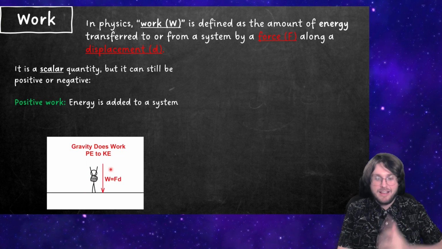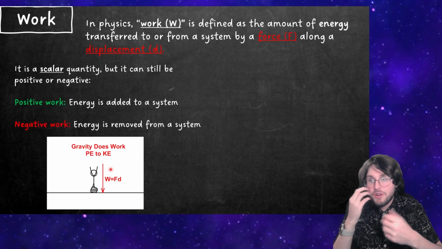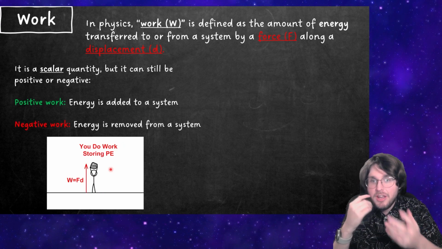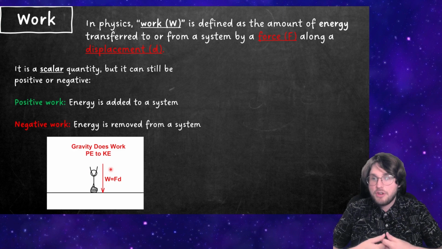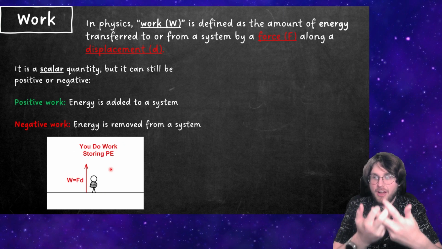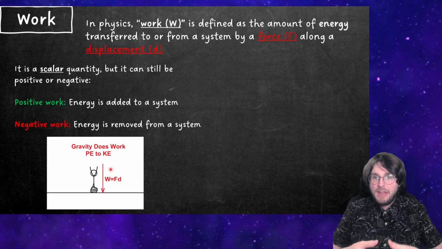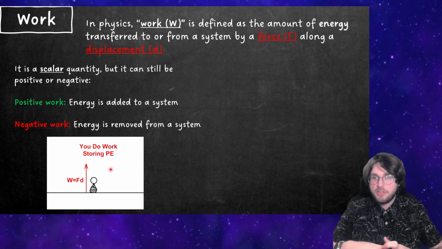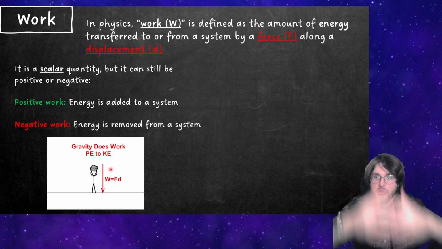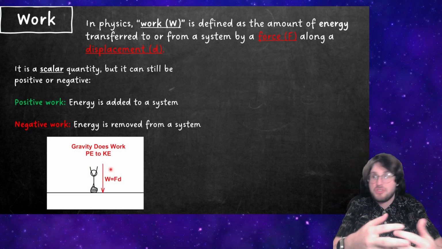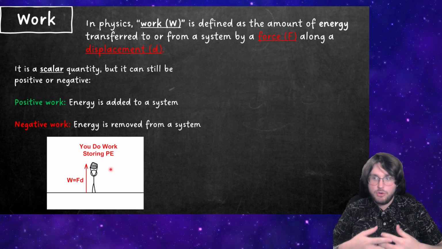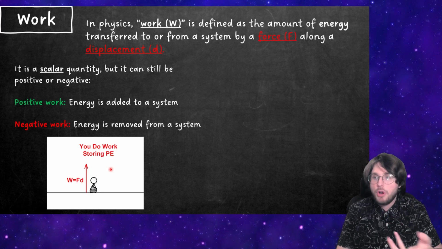And then conversely, if something is negative work, generally that means that for that specific subject of the problem, energy is being removed from it. So it's slowing down, or it's losing height, or it's just straight up losing mechanical energy due to friction or something. That would all be negative work.